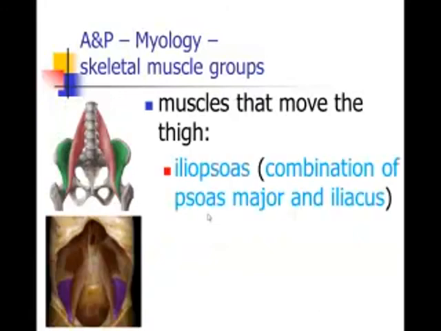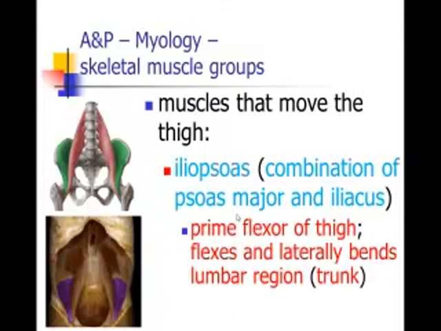So we can start with iliopsoas. Iliopsoas is a combination muscle. It's a combination of psoas major and iliacus, and it's the prime flexor of the thigh, so that's a really big deal. But it also has the ability to flex and laterally bend the lumbar region of the trunk. By the way, just as a point of information, this is the iliacus in green, and this is the psoas major in pink here.